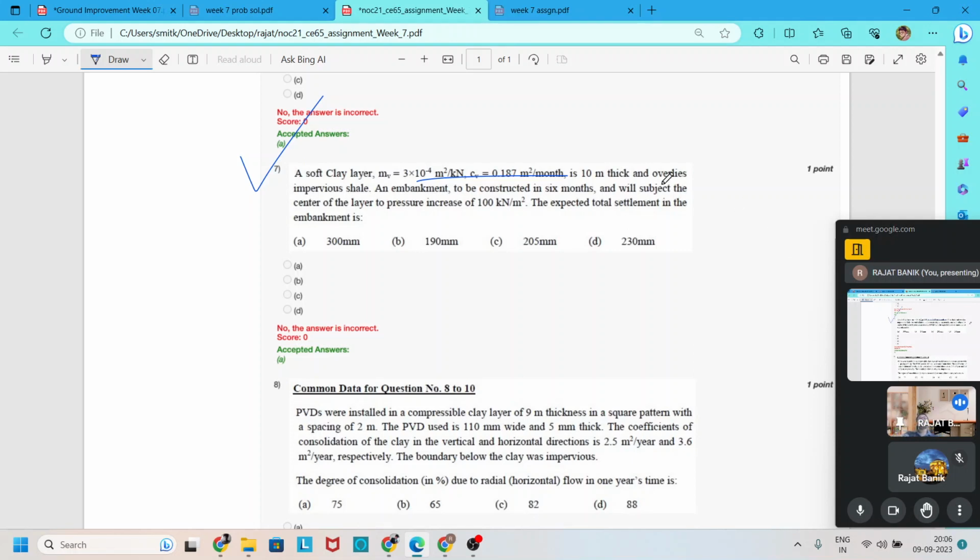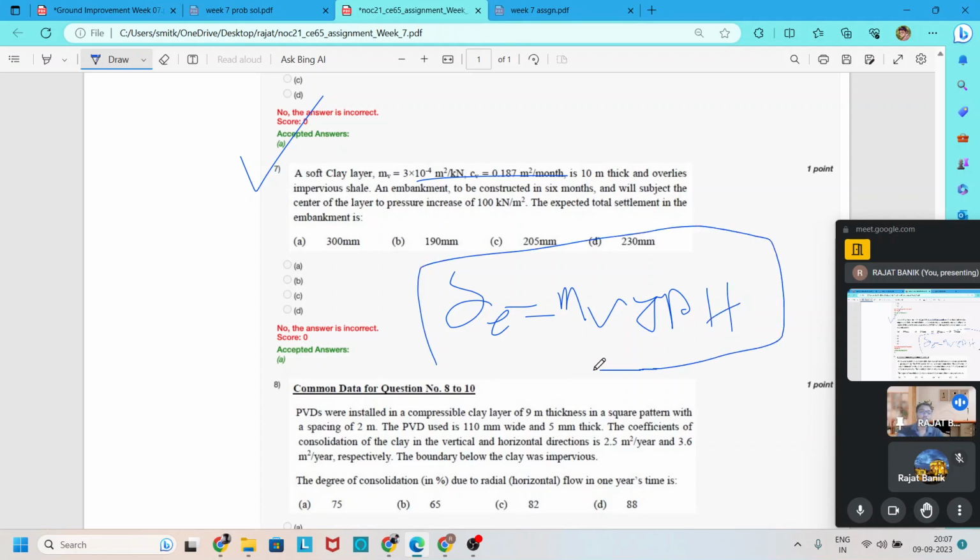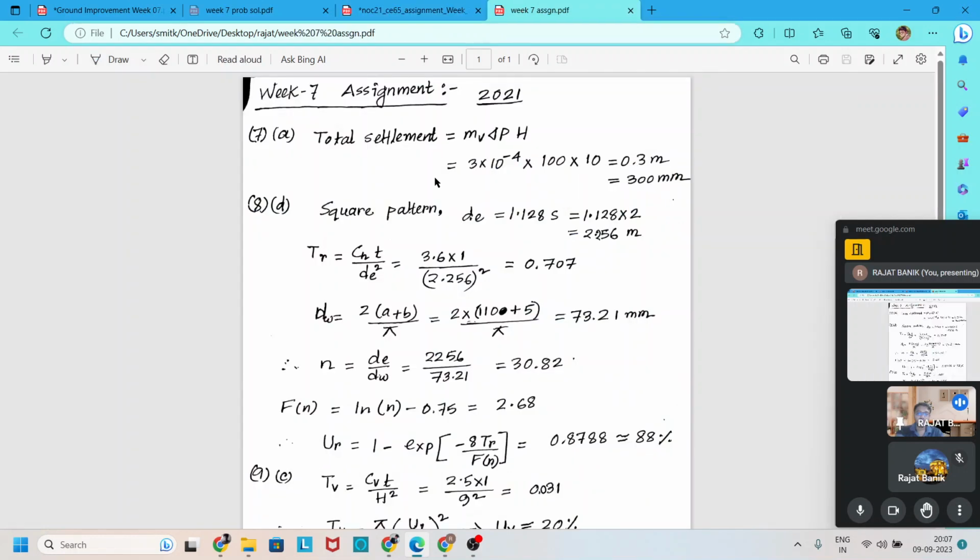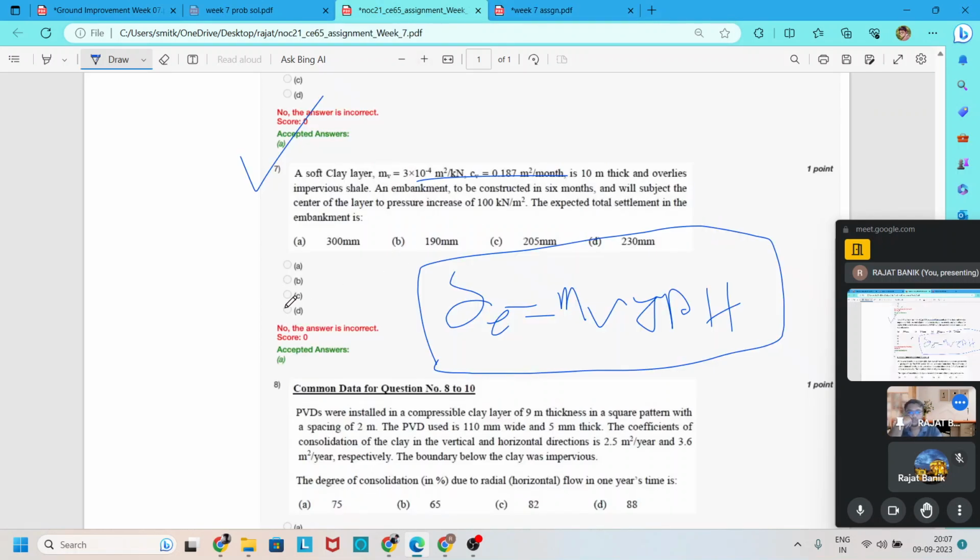A similar type of problem was solved in our session also. Total settlement is equal to mv into del P into H, where H is the thickness of the layer. So by this formula we can easily find it. After putting all the values we find that the total settlement is 300 mm. So the correct answer here is option A.